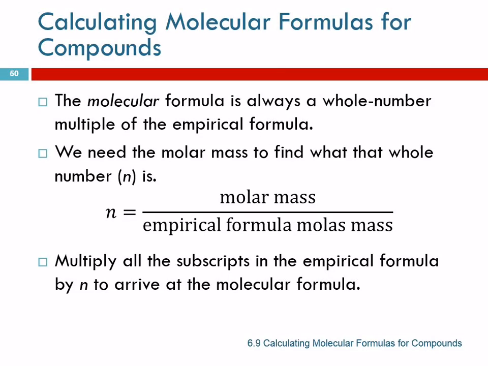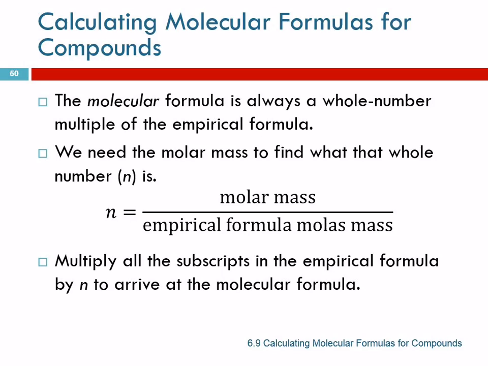We can calculate the empirical formula. How can we get a molecular formula? Well, to get the molecular formula, which is always some whole number multiple of the empirical formula, we need to have the molar mass. The molar mass can be found using a different experiment. There's a couple of different ways to find out what the molar mass is. We're not going to worry about that. So we'll do some problems and we'll just tell you what the molar mass is.